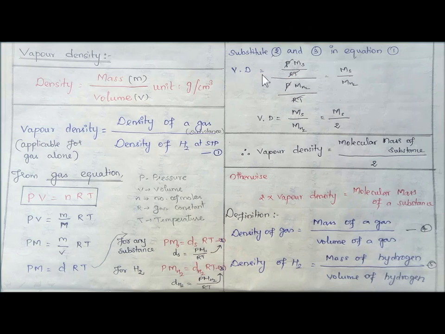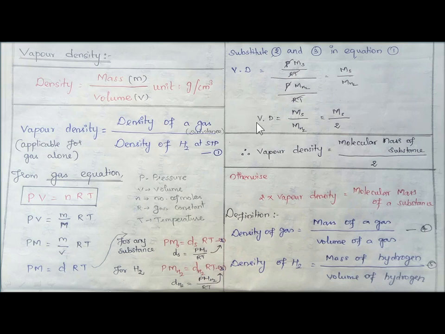We have got vapor density is equal to PM_S divided by RT, that is for a substance, divided by PM_H2 divided by RT. So now what is common, you strike out. P is common and RT is common. You strike out that. What we have got finally is M_S by M_H2. This is the equation we have got.